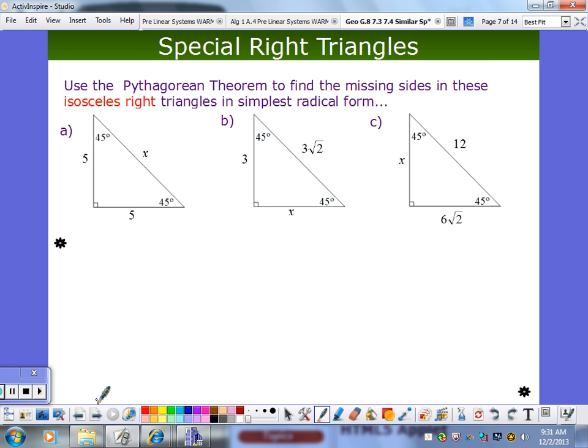Okay. Next little topic, special right triangles. It's nice to be special. We're going to use the Pythagorean theorem here. You're going to help me out here. So this is a right triangle. This is 5 and this is 5. How do I find x? How do I do this? Yeah, what do I do?